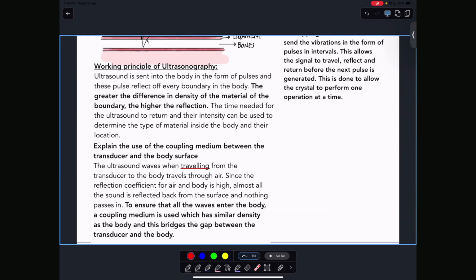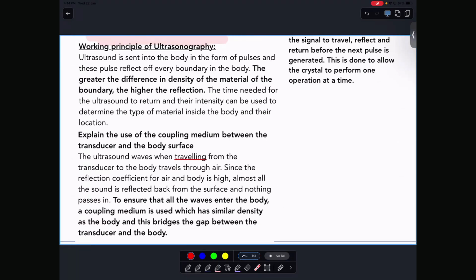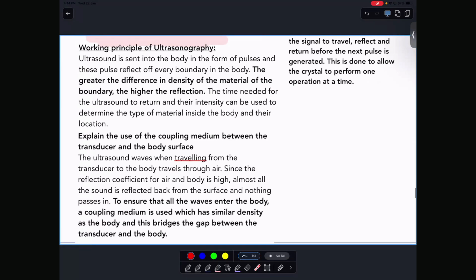It's called the coupling medium. I'll come to that. ওটা math করে বুঝতে হবে. Why do we need that? The gel, right? Okay. Yeah.